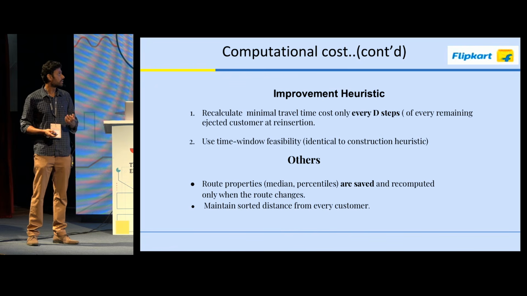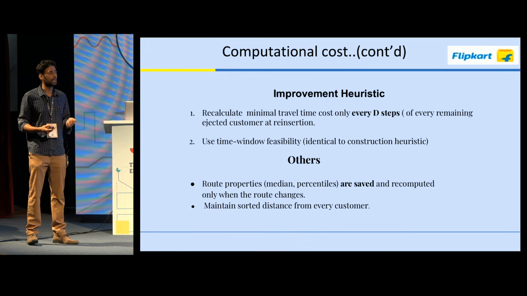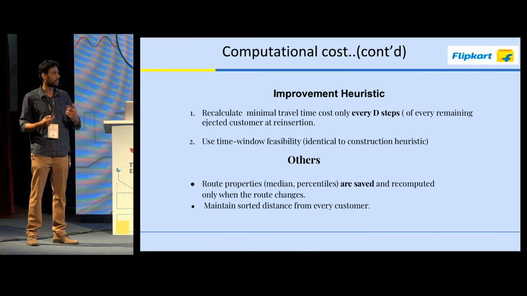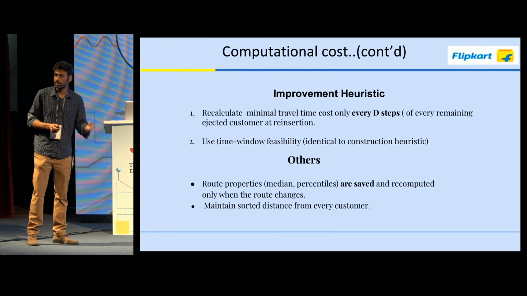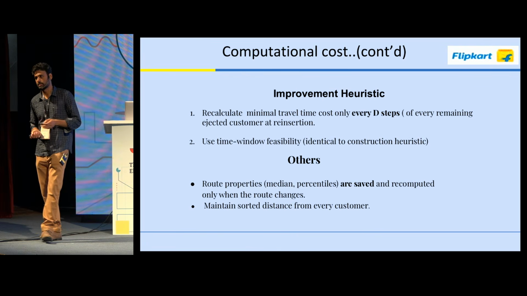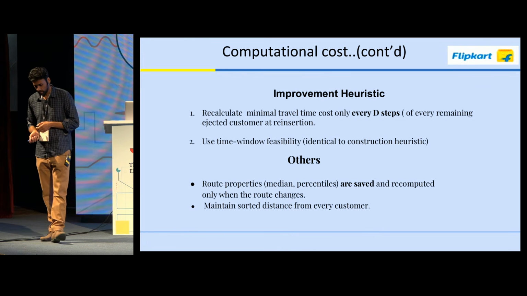So in the improvement heuristic, we recalculate the minimum travel time only every D steps. We don't do it every step. And likewise, as I described, we look at the time window feasibility to reject certain insertion locations for customers, as we did for the construction heuristic. There are also other things.